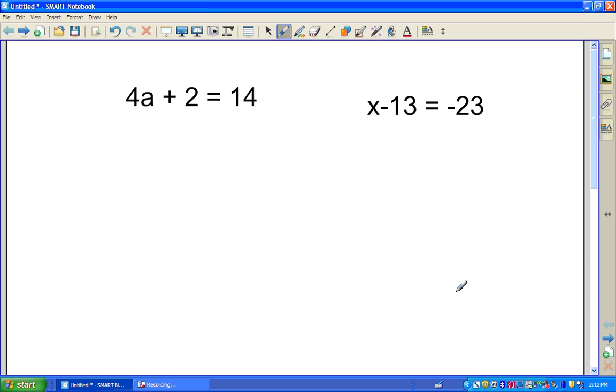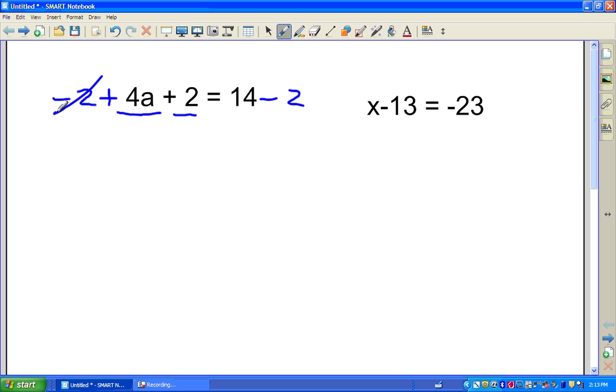Okay, let's look at some very simple solving of equations here. I want to look at this problem here first, and the first thing you do is identify your variable and try to isolate the term that the variable is in. I notice I've got a plus 2 here, and the way that I undo a plus is with a subtraction. So if I were to subtract a 2 from each side, I'll go minus 2 plus 4a. Whatever I did to the left, I have to do to the right.